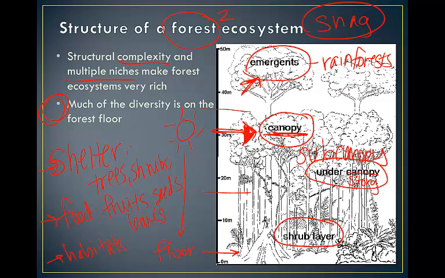But snags can be shelter, and snags can be food if they're decaying wood for bacteria. And snags can be a habitat, a place for an organism to live. It's just a dead tree or a tree that's fallen over in the woods.